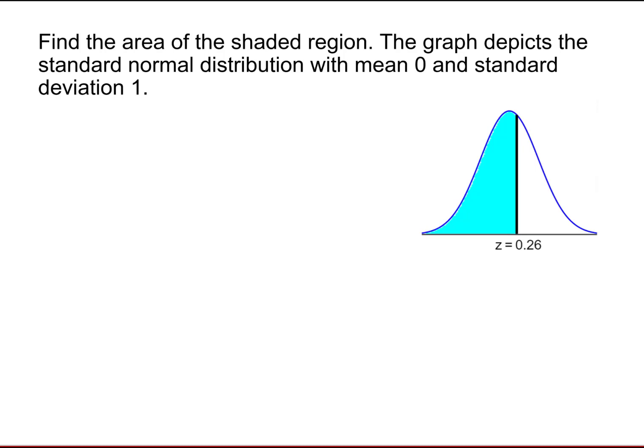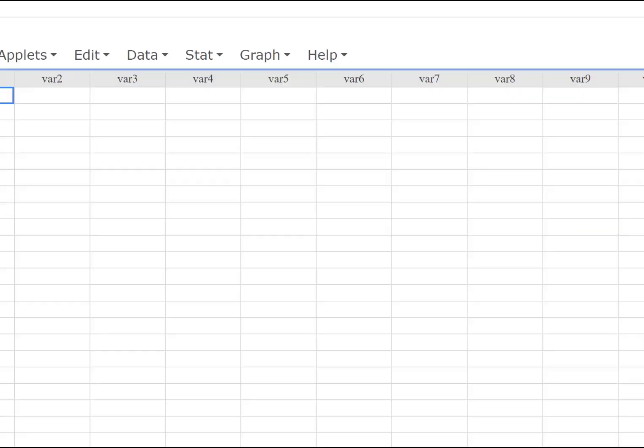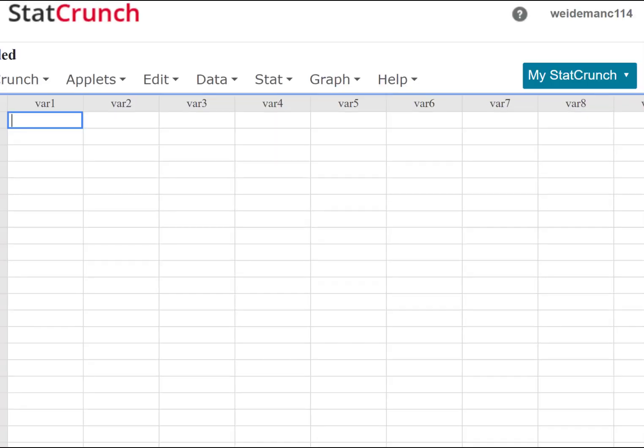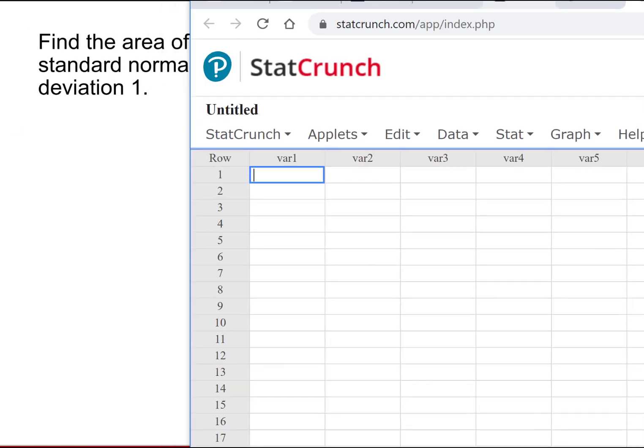So here's my first problem. Find the area of the shaded region shown in the picture, and they give me the Z-score that delineates that shaded region to the left. And we're going to use a standard normal with a mean of 0 and a standard deviation of 1. Again, I would urge you, if you can, to have your StatCrunch open, and I'm going to bring up my StatCrunch so we can do this alongside here.